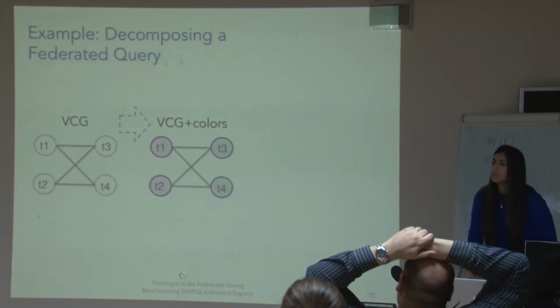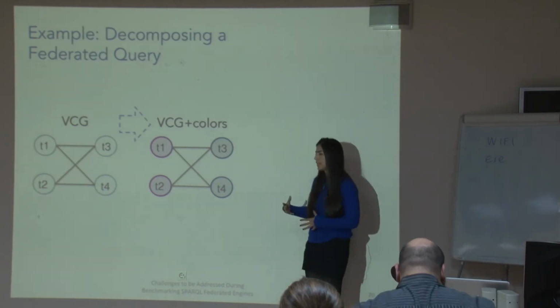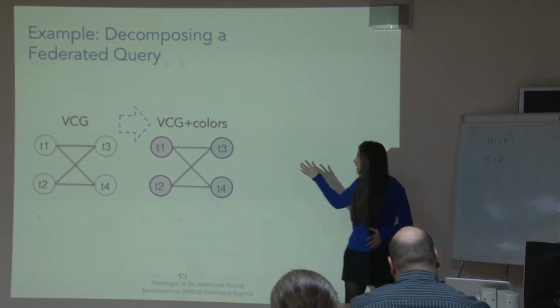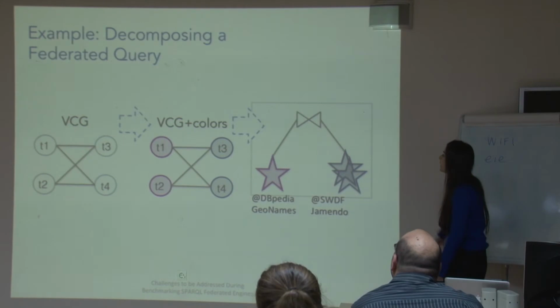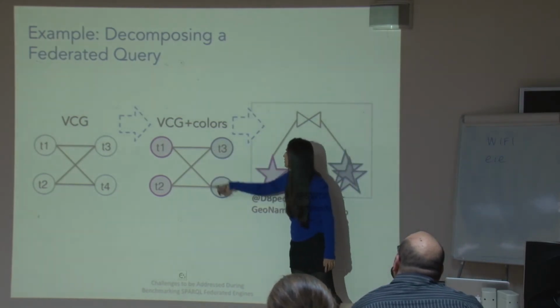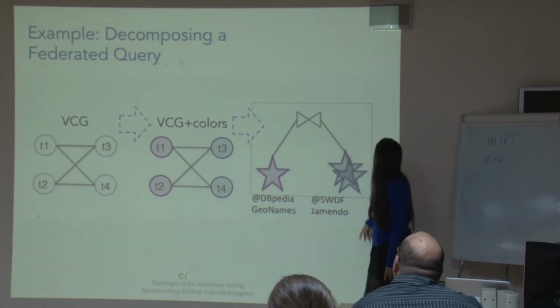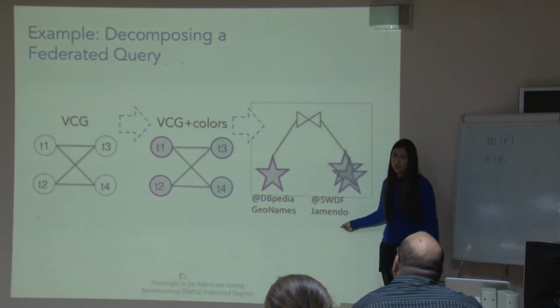So when we have this, we could actually run Dissatour to find the number of colors that I can put in this graph. And as I showed you before, I can put 2 colors in this graph. And what this actually represents is the following decomposition. The first 2 triple patterns will be joined on a single star, and then T3 and T4 will be joined, these 2 stars, in a single subquery against these sources.